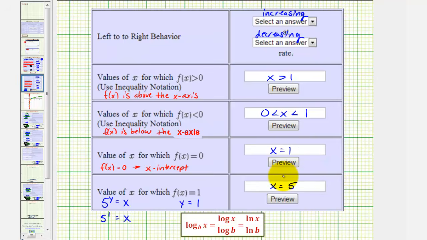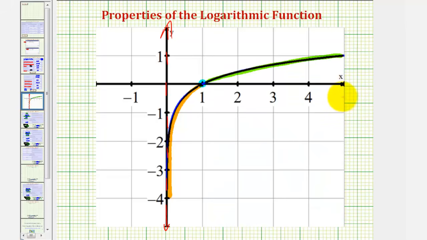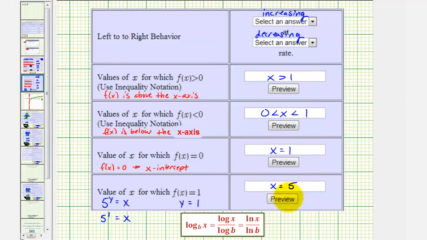We can verify this on our graph. Here's where x equals 5, right on the edge. And notice when x equals 5, the function value is positive 1. So there's a lot of good information in this one question. I hope you found this helpful.